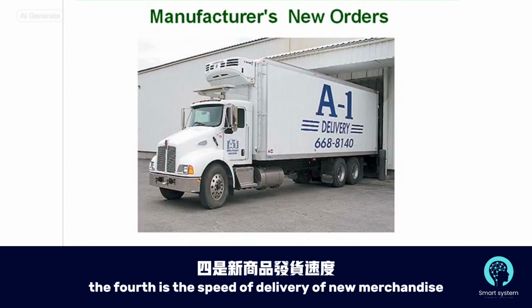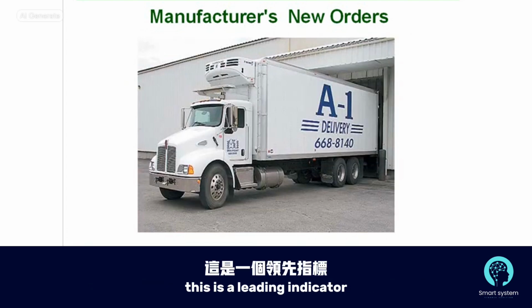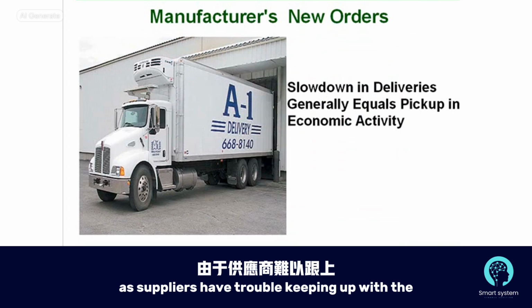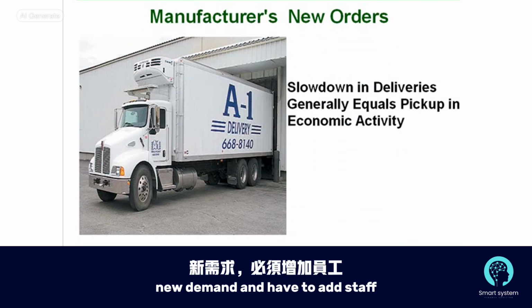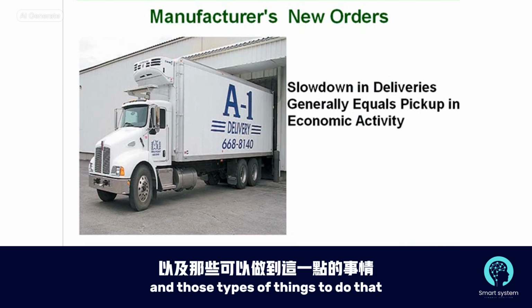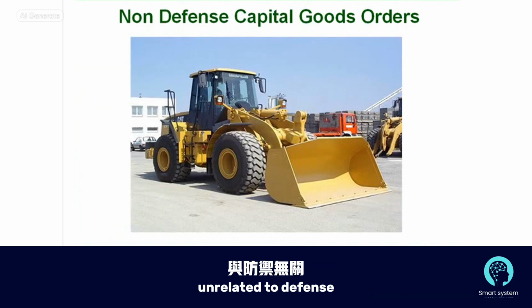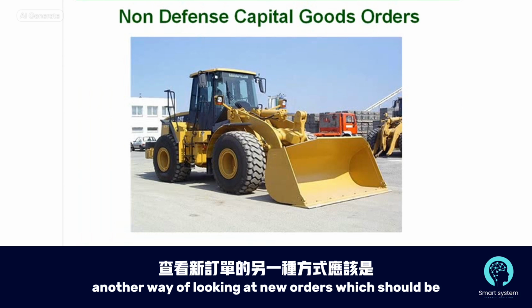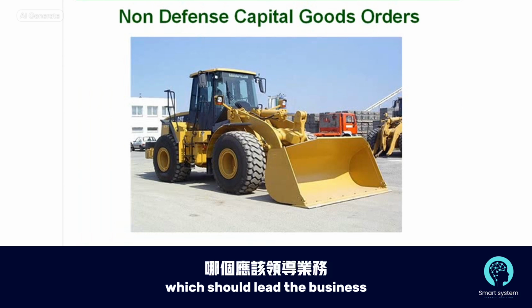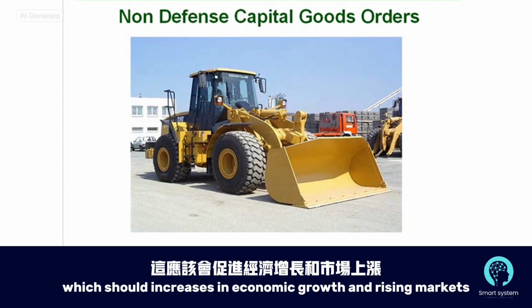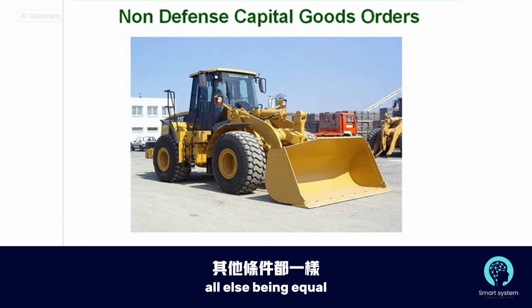The fourth is the speed of delivery of new merchandise to vendors from suppliers. This is a leading indicator because an increase in demand can cause an increase in delivery time, as suppliers have trouble keeping up with the new demand and have to add staff and those types of things to do that. The fifth is the amount of new orders for capital goods, unrelated to defense. Another way of looking at new orders, which should lead the business cycle. Pickups in new orders indicate rising demand, which should mean increases in economic growth and rising markets, all else being equal.